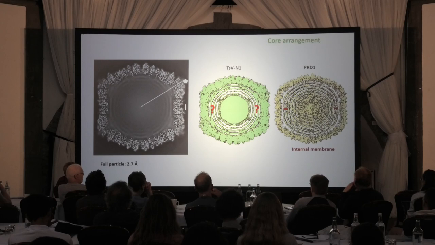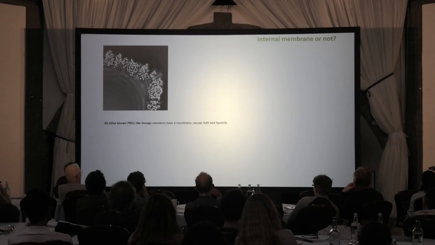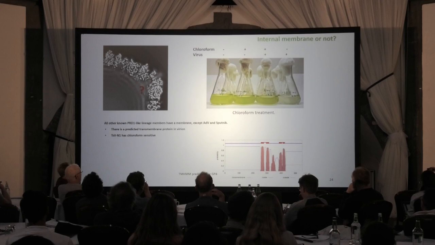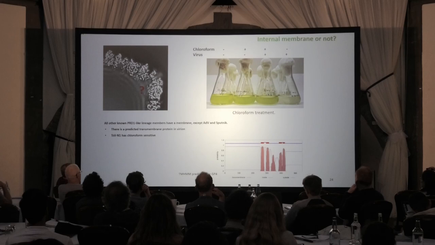What is the evidence to support the idea that it contains an internal membrane? Well, most of the members of this lineage have one, except adenovirus and Sputnik. In mass spec, we detect a protein with a high probability transmembrane domain, and also this virus is sensitive to the chloroform treatment. However, this does not necessarily imply that this virus contains an internal membrane.